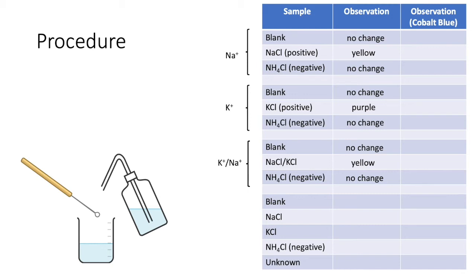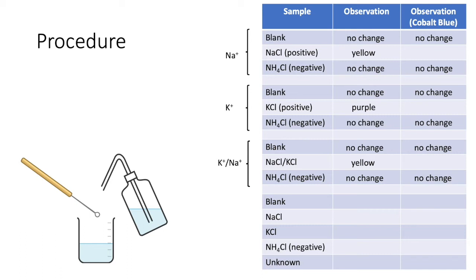Once you've done these tests, you can repeat them using the cobalt blue glass. And ideally, for the blanks and negative controls, again, you're going to see no change happening. This might look a little bit different from when you did it without the glass, but what you see will consistently be representing a no change situation.